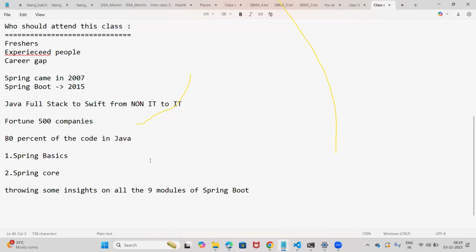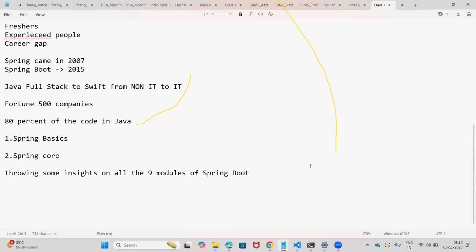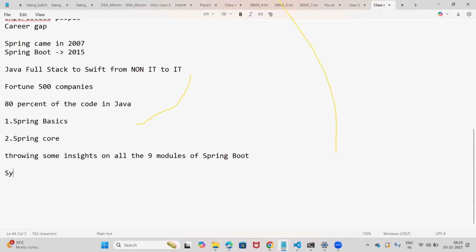Now let us go for the syllabus, guys. Let me walk through the syllabus and I will give you the detailed syllabus sheet link. But whatever I'm writing will be high level. Okay, let us write the syllabus which we are going to cover as part of this course.